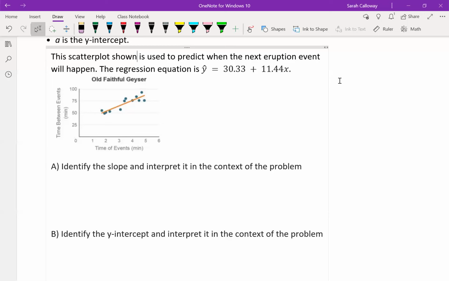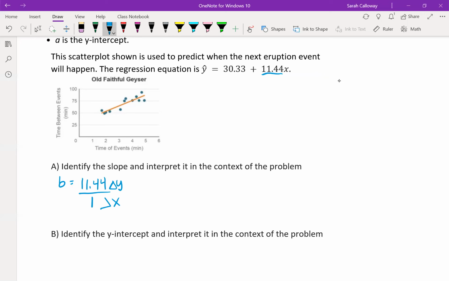So the slope, remember, is the b value. The b value is attached to x. So that means that the slope here is positive 11.44. Remember, if we think about slope as rise over run, this number has to do with the y variable, and this number has to do with the x variable. So the change in y over the change in x.